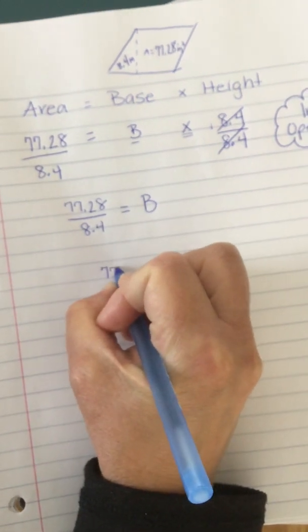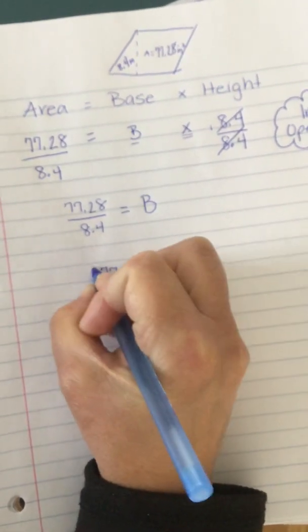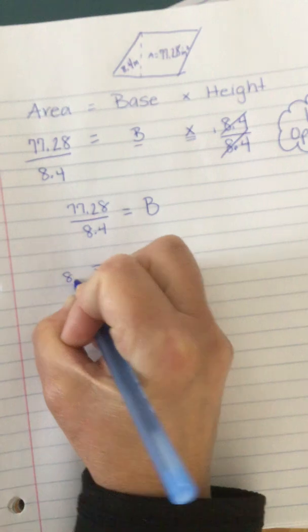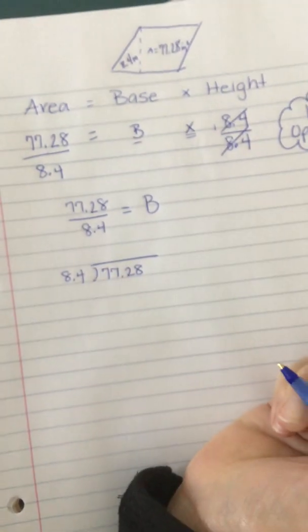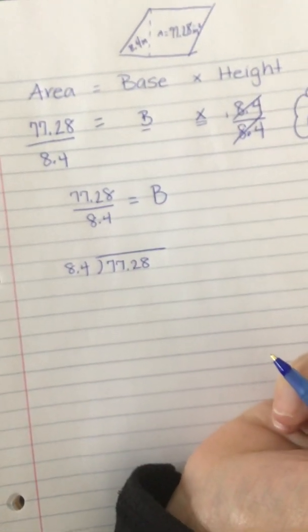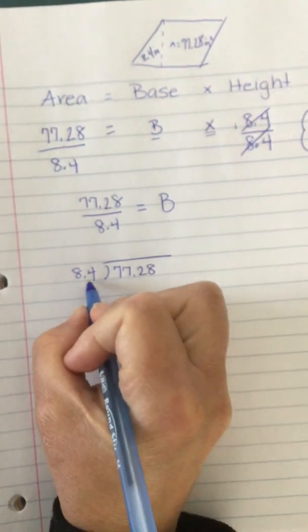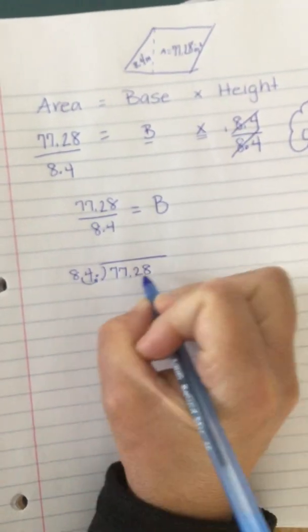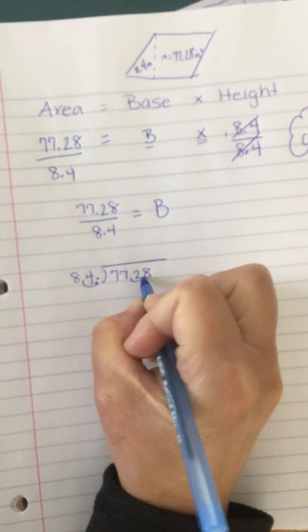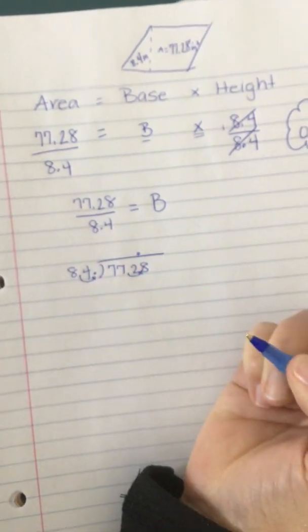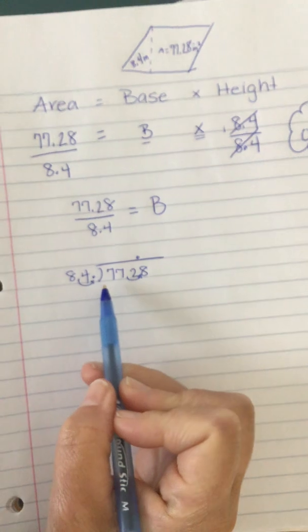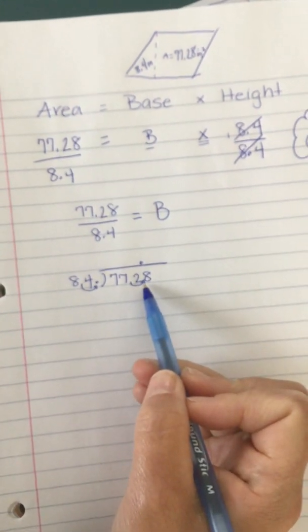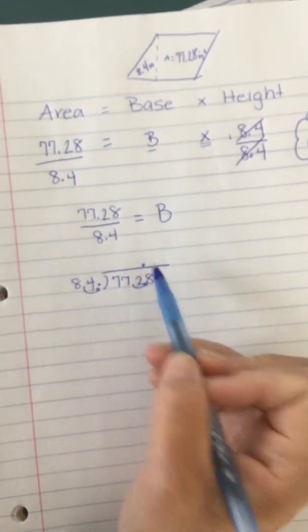So 77.28 divided by 8.4. Wait a second, there's decimals in here, those pesky decimals. We've got to move the decimal place in the divisor, move it once in the dividend, and bring it up to the bar. So now we're left with 84 into 772 and 8/10.